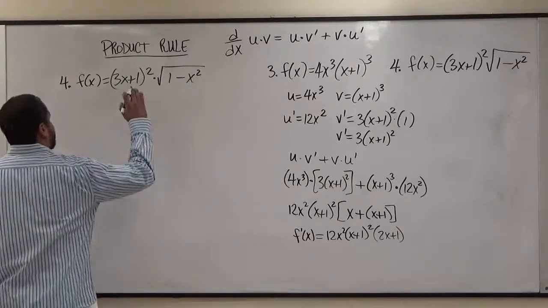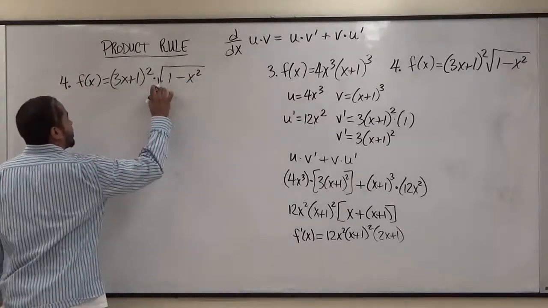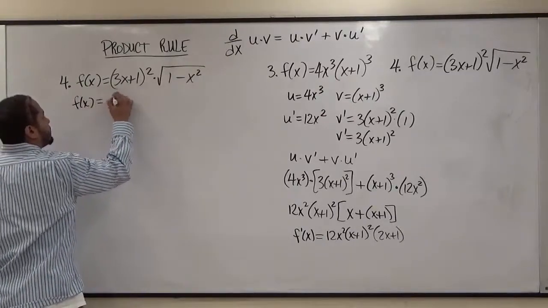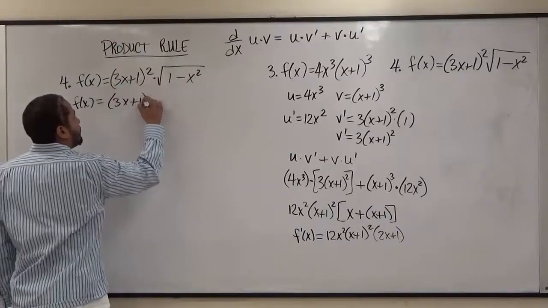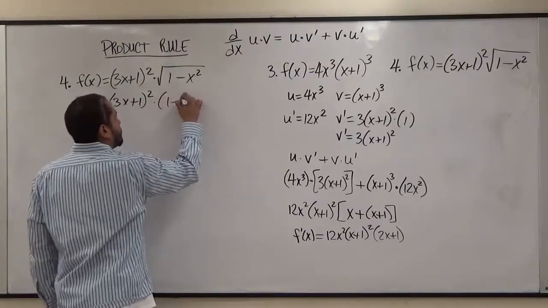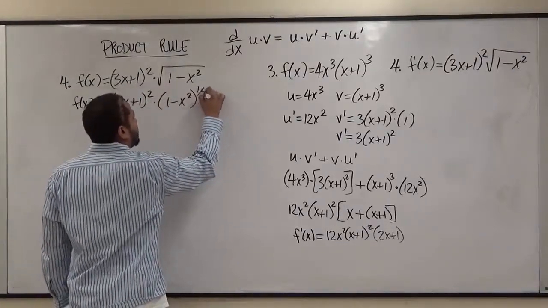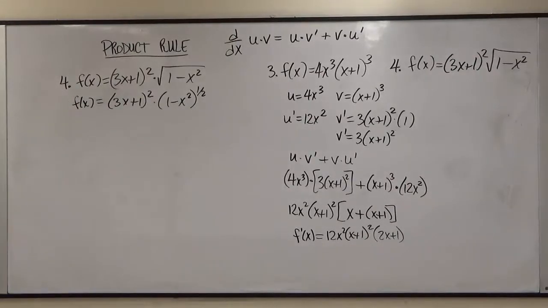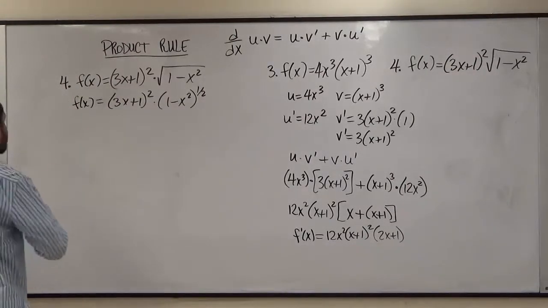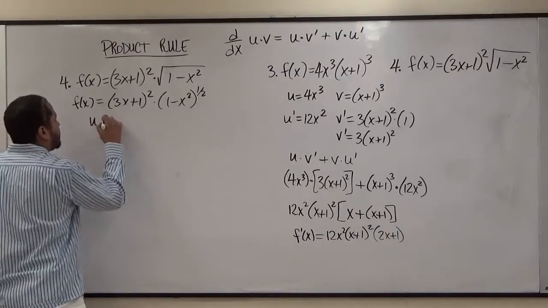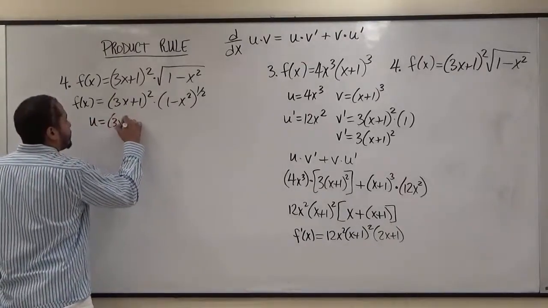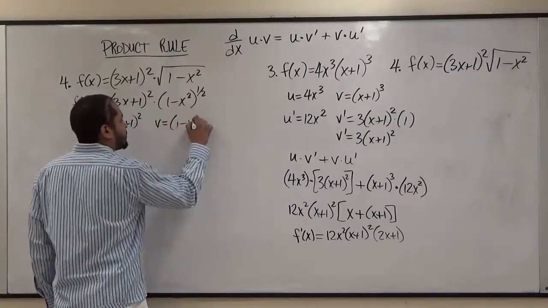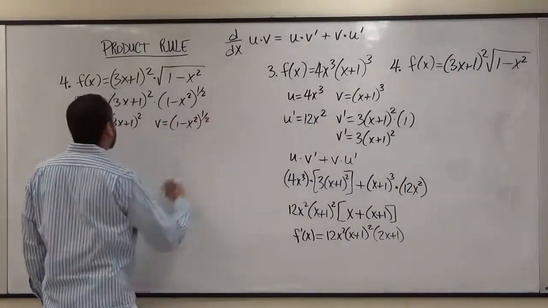The first step, though, in this case, because of this radical, is we're going to change the square root to a power function. So we have f of x equals 3x plus 1, second power times 1 minus x squared to the power of 1/2. All right? That's our square root power, and now what we have to do is assign our u and v. So u equals 3x plus 1 to the second, our v equals 1 minus x squared to the power of 1/2.